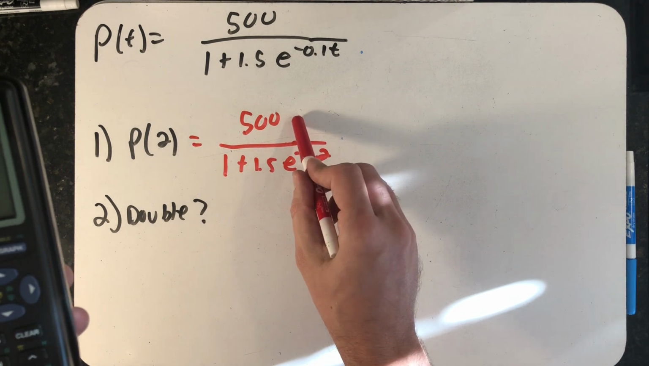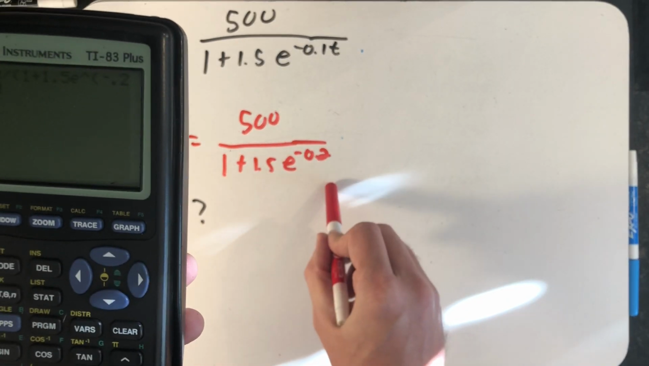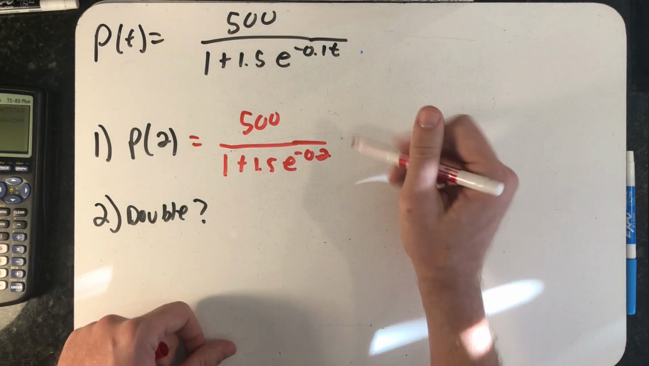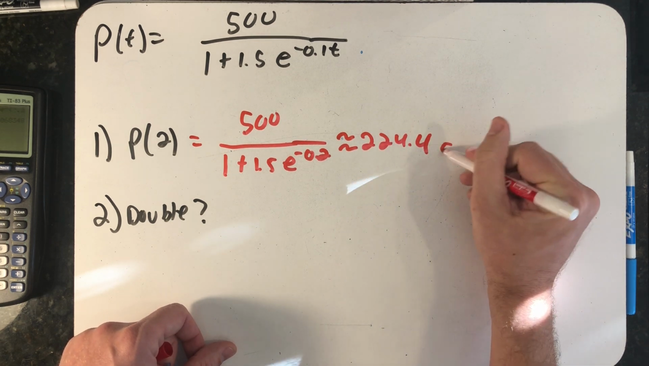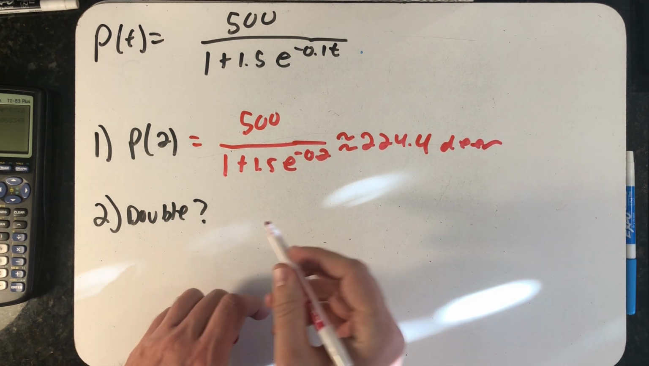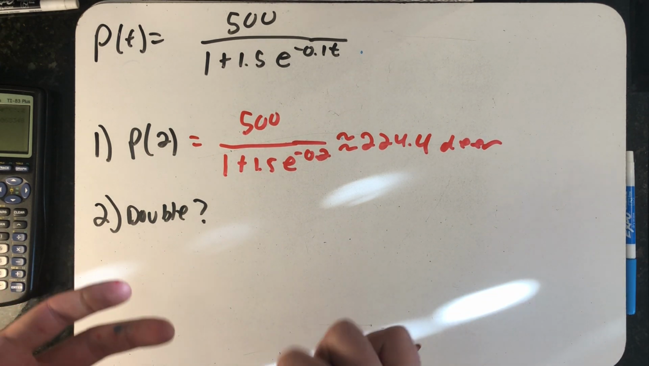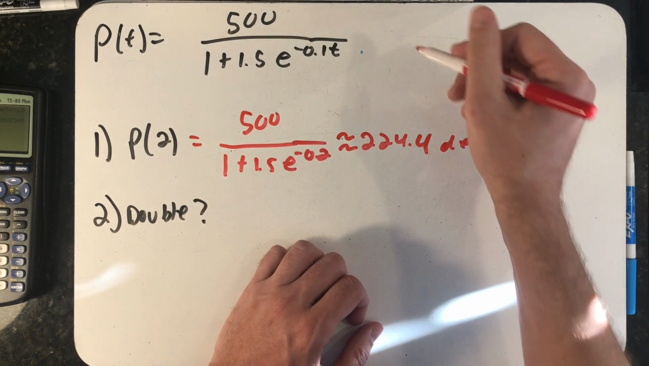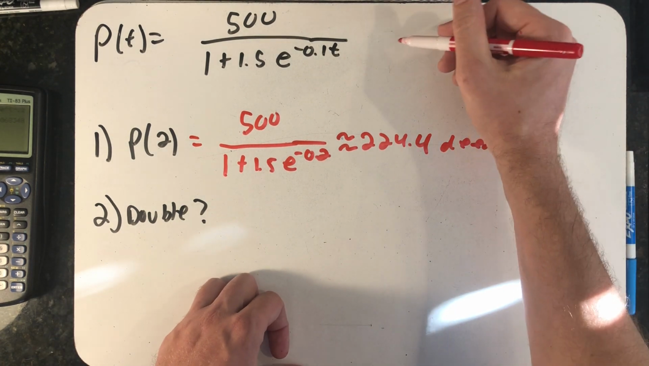All right, so I have 500 over 1 plus 1.5 e to the minus 0.2, and we get just about 224.4. So I'm going to tell my reader that after 2 years there are about 224 deer on the island because, well, we shouldn't count in tenths of deer. In this model, we should treat it as a round to the nearest.